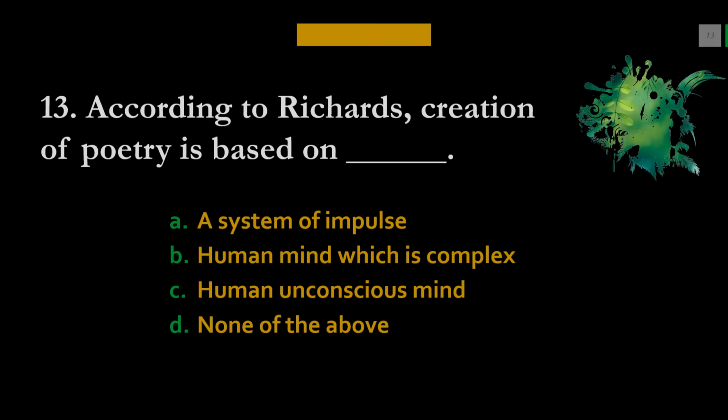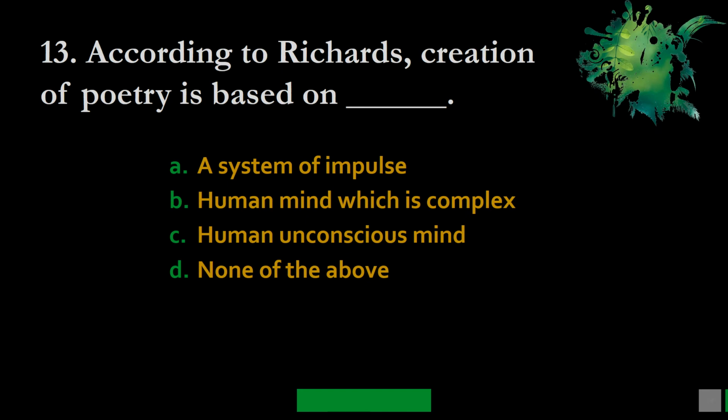Question number 13. According to Richards, creation of poetry is based on dash. Options are A. A system of impulse, B. Human mind which is complex, C. Human unconscious mind, and D. None of the above. Please note down your option, and the correct option is A. A system of impulse.